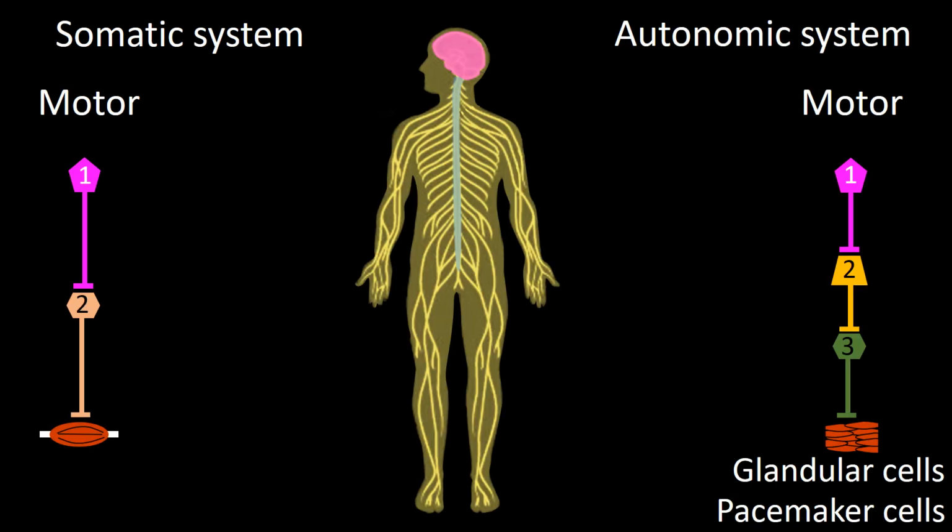The last point I want to make before leaving the subject of the motor arm of the autonomic system is to mention the enteric system. For many years, the enteric system was considered part of the autonomic system because of the complex interaction between the autonomic system and the guts.